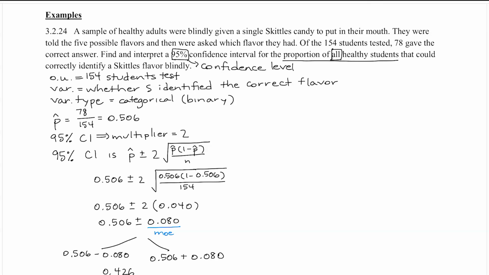So again, pause the video, put this in your own calculator. When you do 0.506 minus 0.08, you should get 0.426. And when you do 0.506 plus 0.08, you should get 0.586. And we put a comma in between and put parentheses around that, and that is our 95% confidence interval.